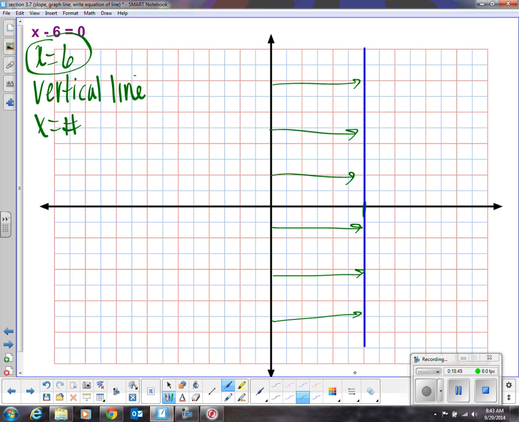Alright, A21 I have not totally taught, so your homework is 1 through 4 and 7 through 15. It is graphing lines, finding slopes, that stuff.